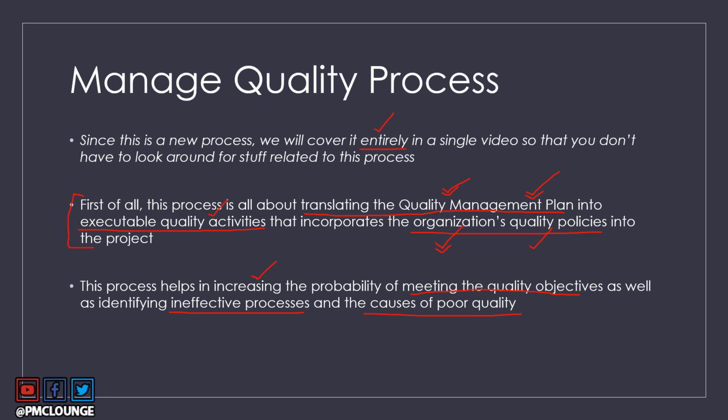So throughout the life cycle of your project, when you're performing the managed quality process, you make sure you are increasing the probability of meeting the quality objectives, and you are also identifying two other things: ineffective processes and the causes of poor quality at the project or even at the product level. So very, very important. I hope it's clear what managed quality process does. And we have some more on this process in the next slide. So let's move there.